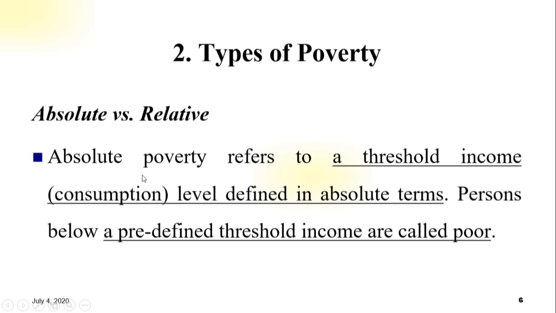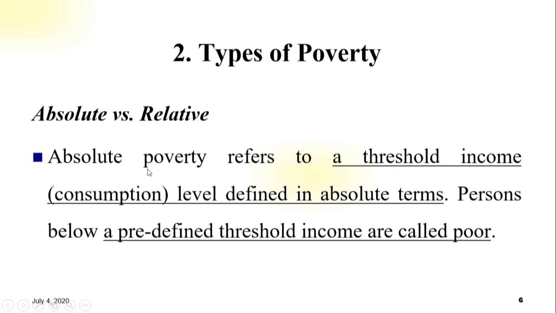The first one is absolute poverty. Absolute poverty refers to a threshold income consumption level defined in absolute terms. And one more, persons below a predefined threshold income are called poor. Yeah, the word threshold income, it means limited income, or you can say limit income or level of income.